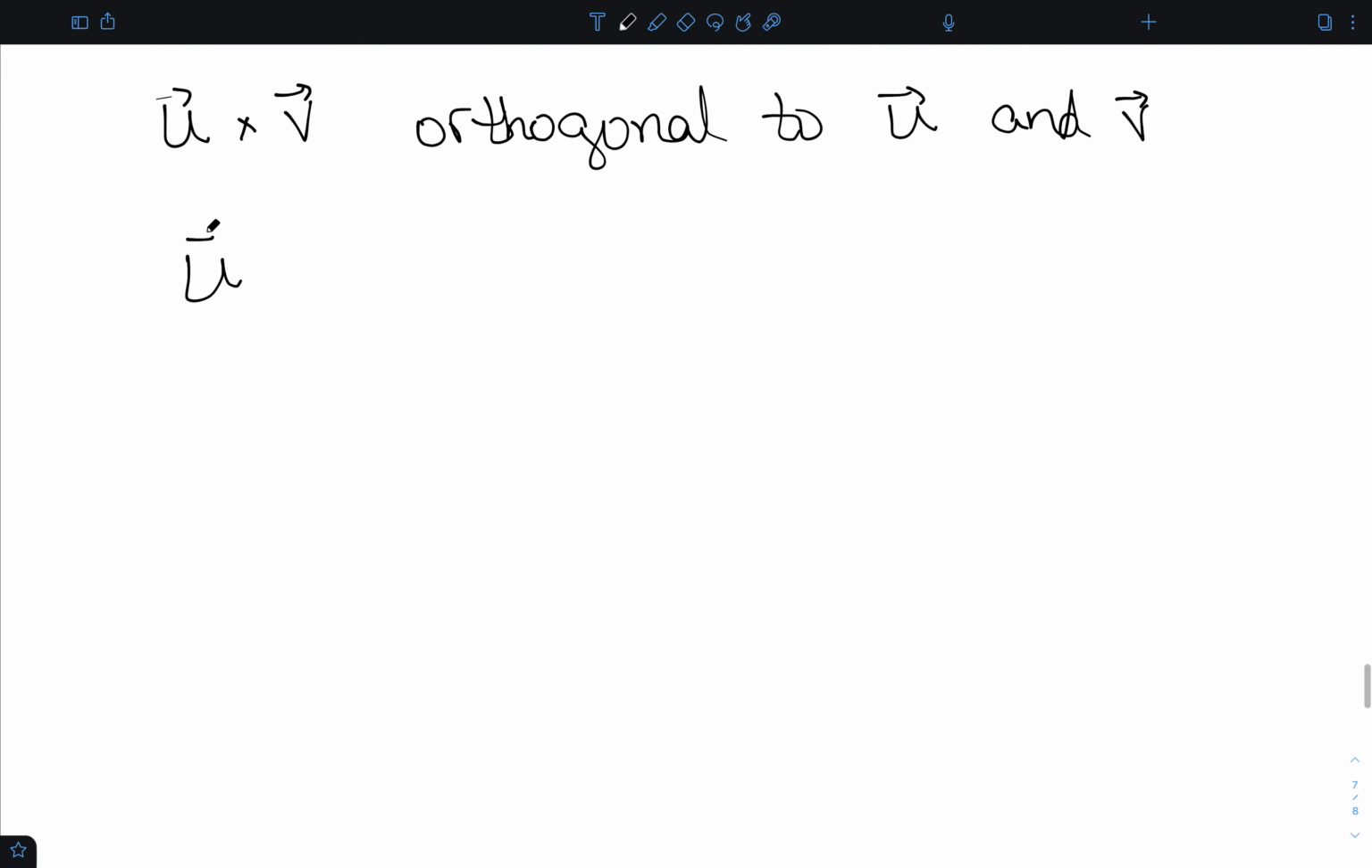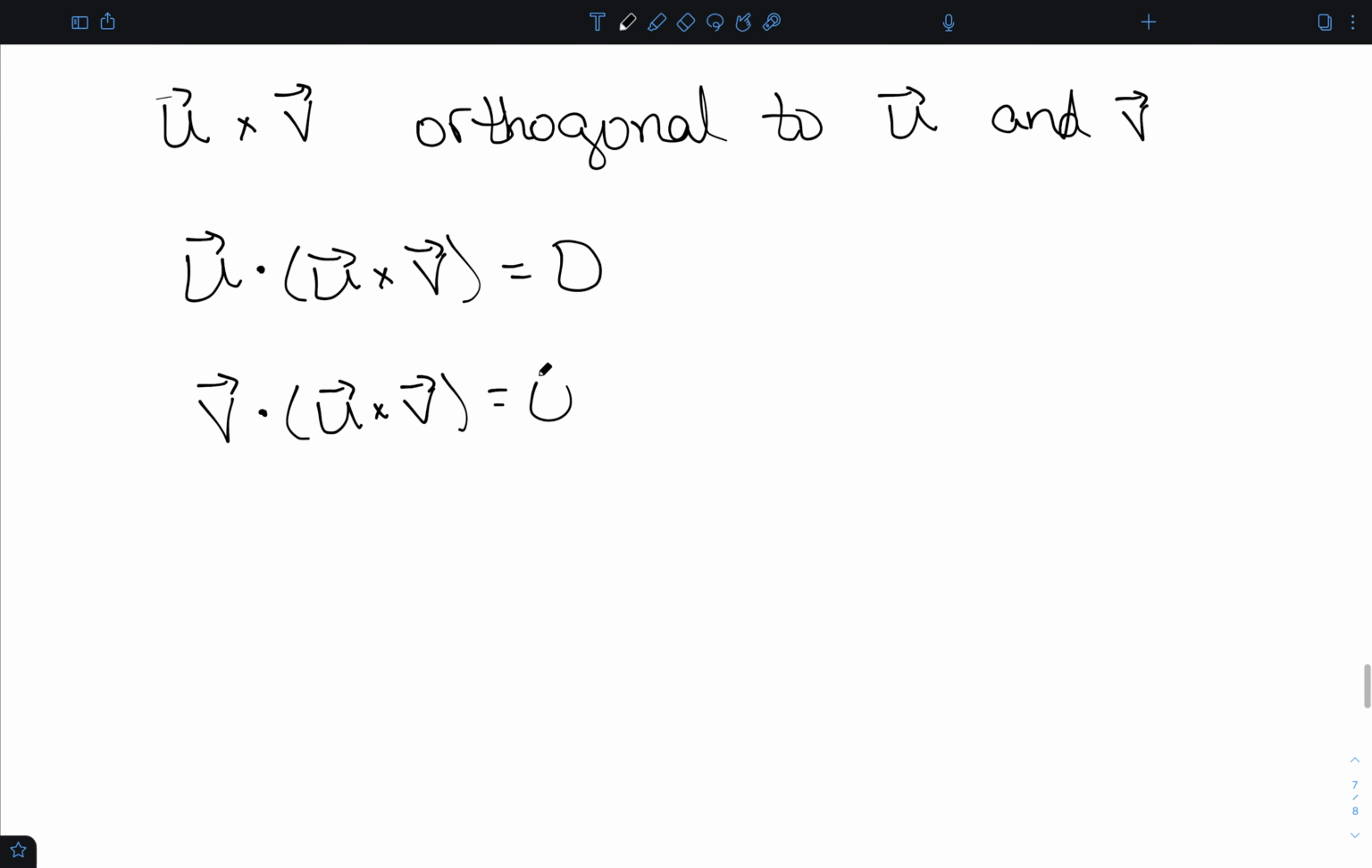This tells me that u dotted with u cross v will be equal to 0, and v dot u cross v is also equal to 0. The cross product is by definition the orthogonal vector. The length of the vector depends on a few things. It depends on the lengths of u and v and the angle between them.